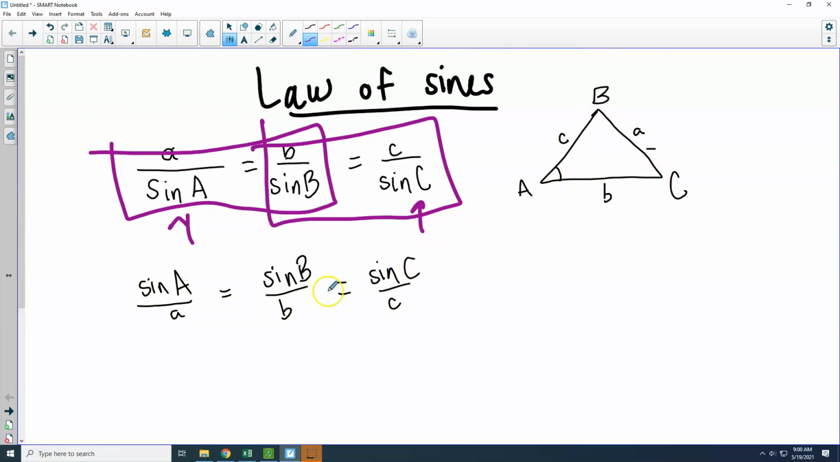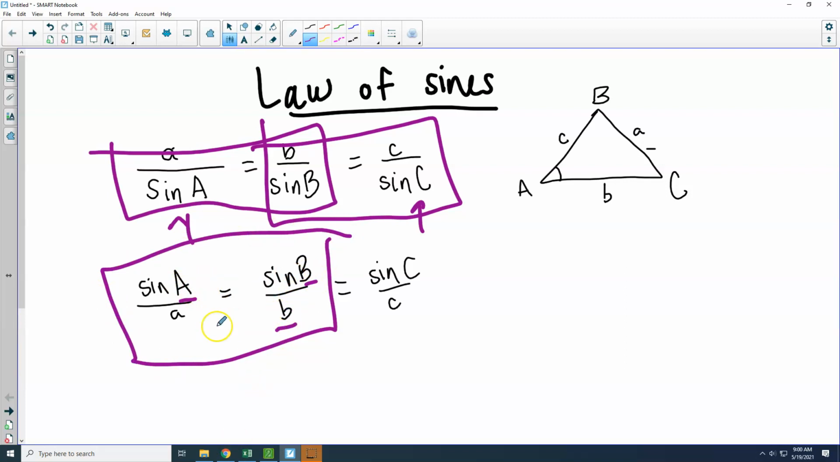In order for this to work, I need to know at least 3 of these pieces of information. It doesn't matter which 3, but I would have to know at least 3. If I were using these two here, I would have to know at least 2 of the angles and 1 of the sides, or 2 of the sides and 1 of the angles. I have to know 3 out of the 4 in order to solve for the last one. Okay, so let's go ahead and do some examples using this law of sines.